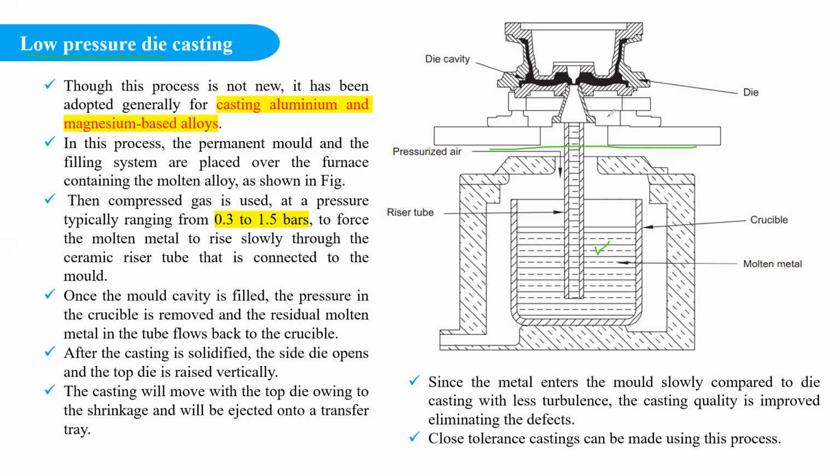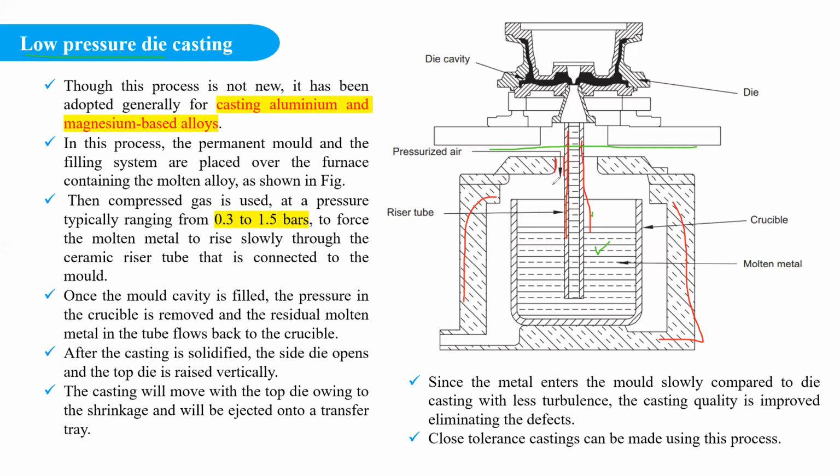The die and the crucible or the furnace is connected by means of a ceramic tube. So here you can see this is the ceramic tube, and one end of the ceramic tube is connected with the mold, and the other end is immersed into the molten metal. And this is the furnace. This molten metal is always kept at a particular temperature. And here we have a provision for applying the pressurized air.